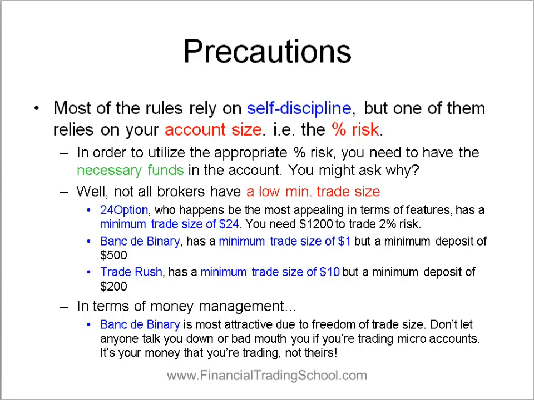Some precautions to take into account. Most of these rules rely on self-discipline, but one of them relies on your account size, i.e. the percent risk. In order to utilize the appropriate percent risk, you need to have the necessary funds in your account. And you might ask why. Well, not all brokers have a low minimum trade size, so my 3 recommended brokers are 24 Option, Bank to Binary, and Trade Rush. 24 Option, who happens to have the most appealing in terms of trade features, has the highest minimum trade size of $24. So if you were to risk 2% per trade, $24 divided by 2% risk is $1,200.